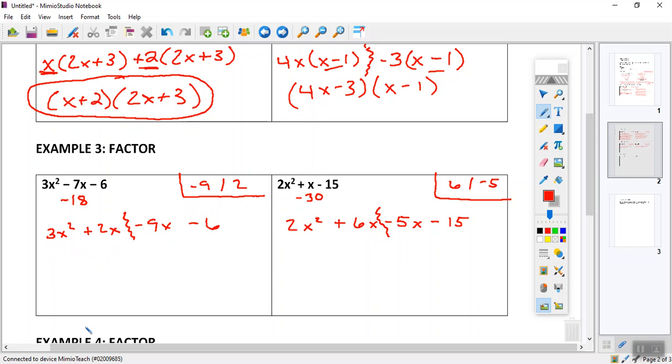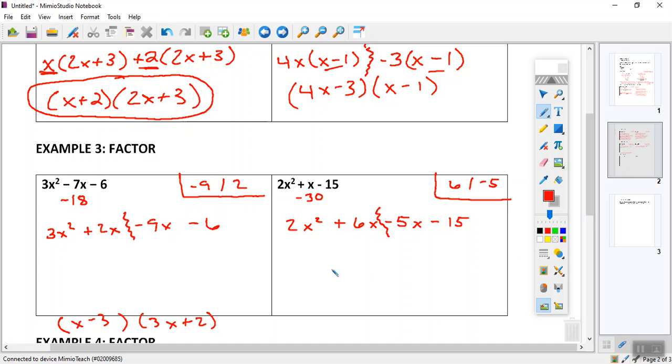All right, somebody give me an answer on the bottom left here. What did you guys get? x minus 3 in parentheses, 3x plus 2. All right, just curious, how many have those two? x minus 3. It doesn't matter which order, just the same two binomials there.